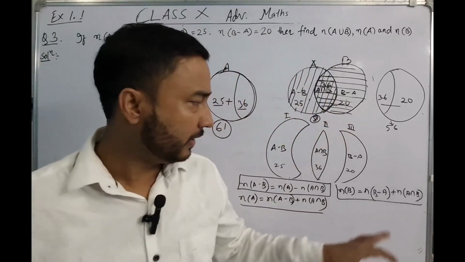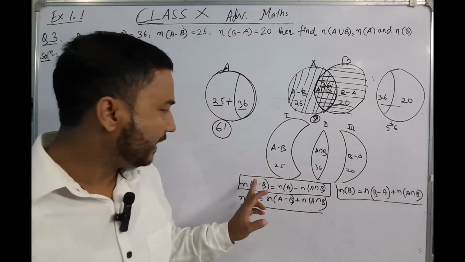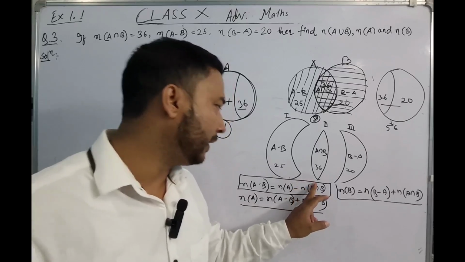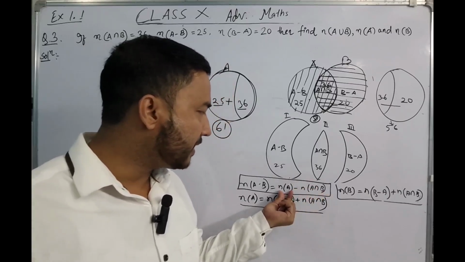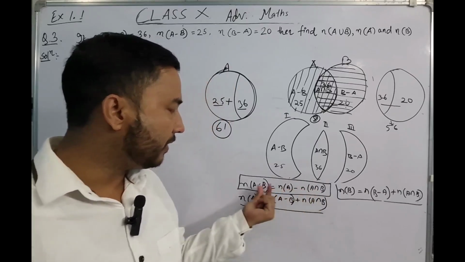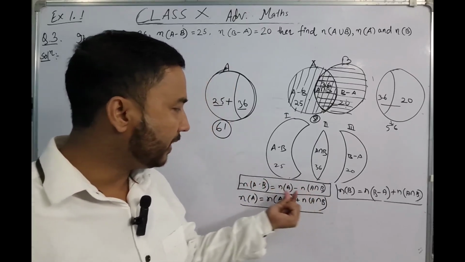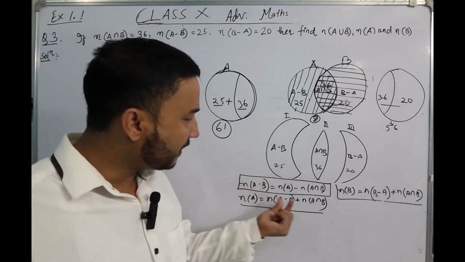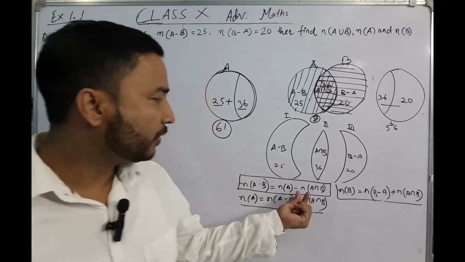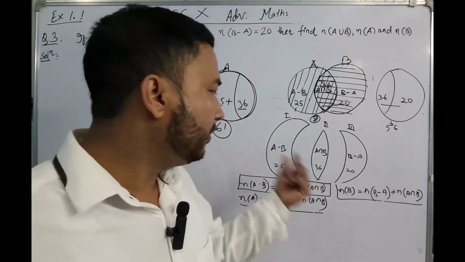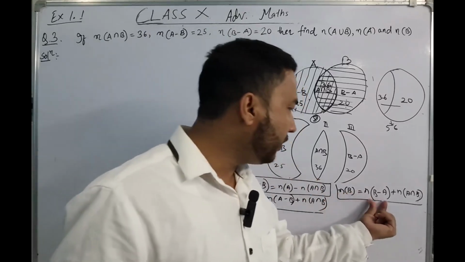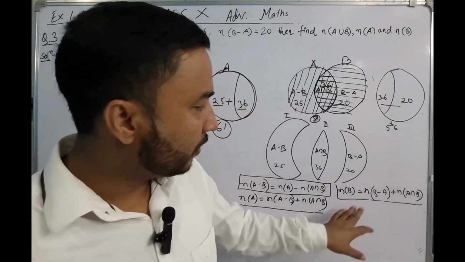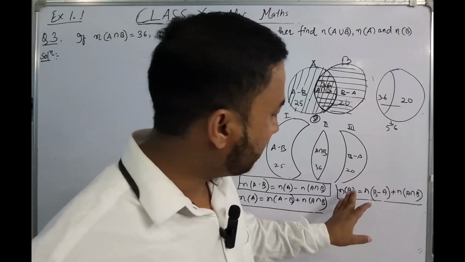Are you getting my point? How am I getting these two? Because number of A difference B is equal to number of A minus number of A intersection B. If you keep number of A on the right hand side, then this part should be transferred to the left hand side, and this negative term will become positive. So on the left hand side we have number of A difference B plus number of A intersection B, and this is equal to number of A only. Similarly, number of B will be equal to number of B difference A plus number of A intersection B. This will give you the number of elements in the set B.